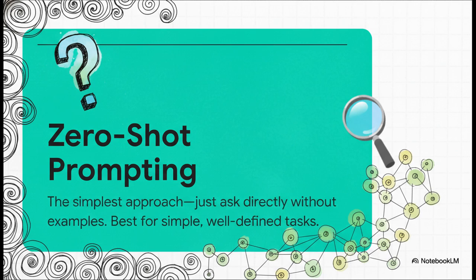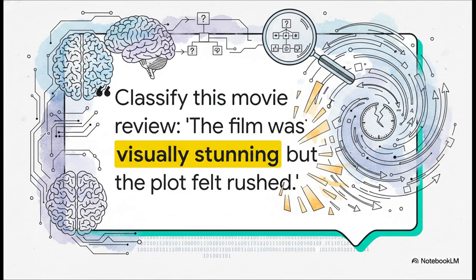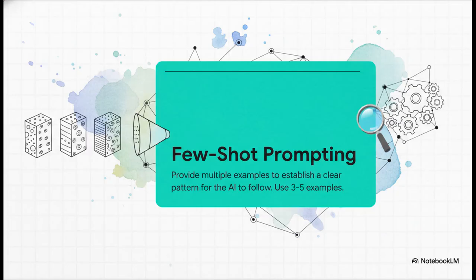You just ask a direct question. You don't give it any examples or any hand-holding. It's fast, it's simple, and it's perfect for those straightforward tasks. For example, you can just throw a movie review at the AI and ask it to classify the sentiment. The model already understands what positive and negative mean, so it doesn't need any extra help from you to figure this out.